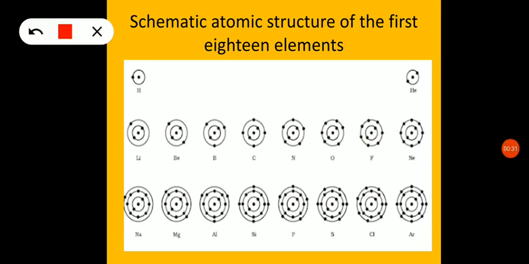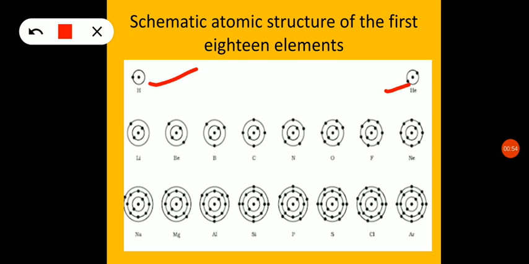The first element is hydrogen. Hydrogen has one electron, so it has only one orbit. Next is helium. Helium has two electrons, so in the first orbit only the two electrons are filled. You know the first orbit can occupy a maximum of two electrons.